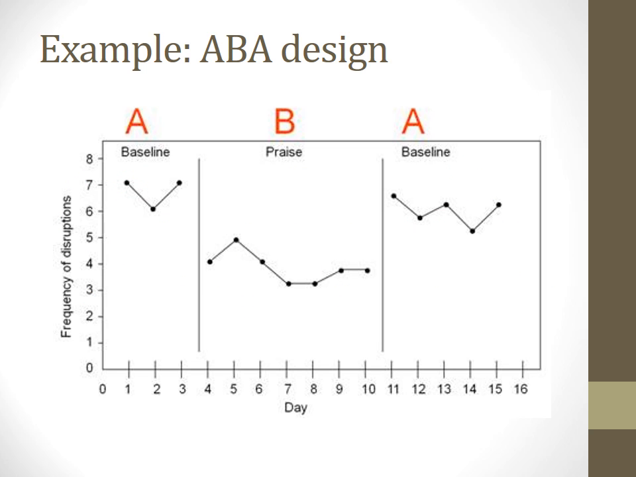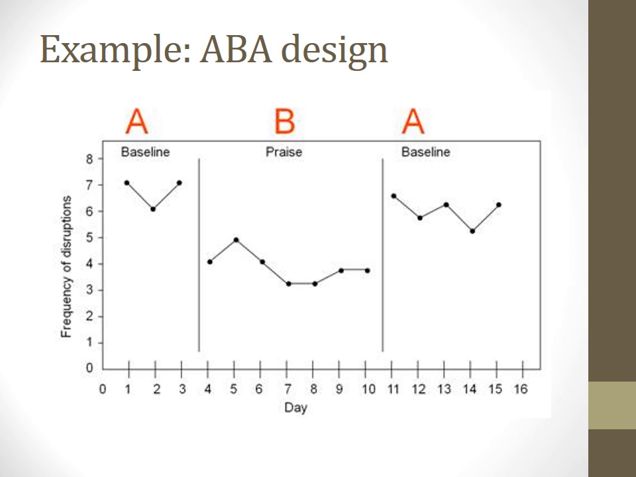So here we have an example of a withdrawal design known as an ABA design. This is the same graph as the previous AB graph, except we've added another A phase. So typically we'd call the first A phase the baseline phase, and the second A phase would be known as the withdrawal phase. But you're still taking baseline data in all phases of A, meaning that you're not administering treatment, you're just collecting data on the dependent variable.